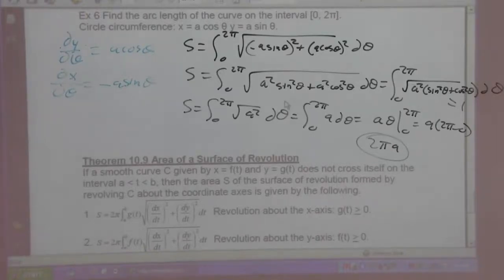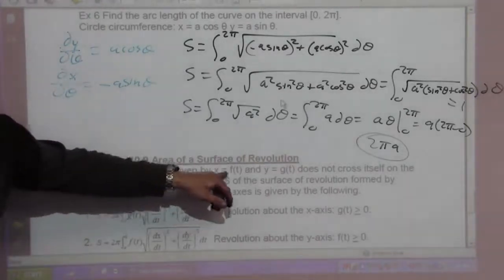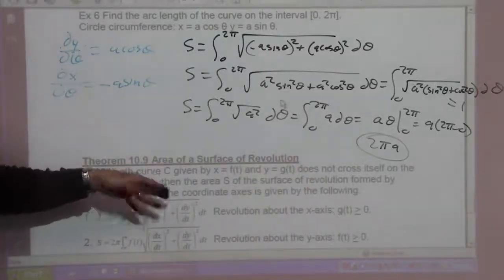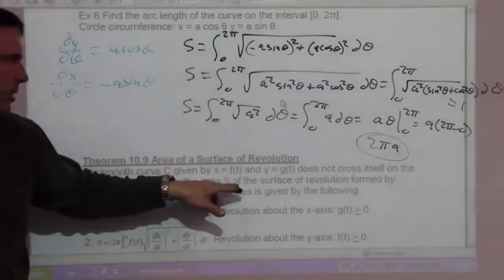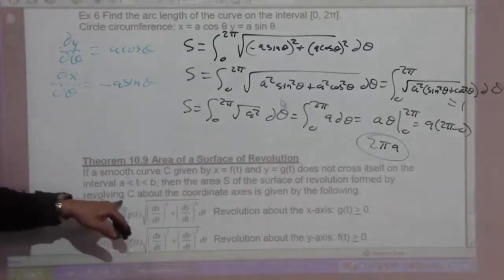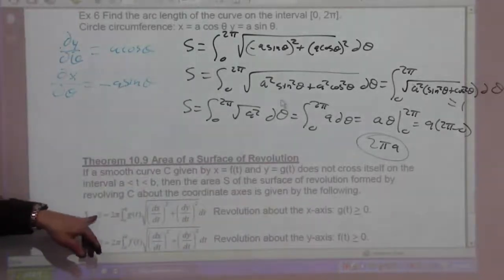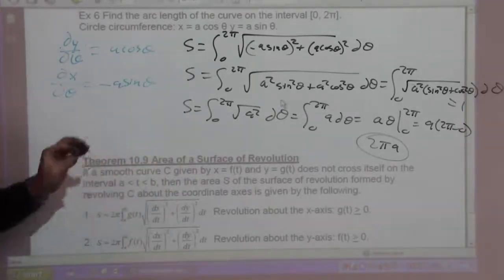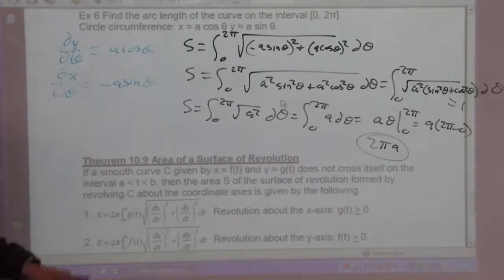The last concept here, area of the surface of revolution. If a smooth curve C given by x equals f of t and y equals g of t does not cross itself on the interval from a to b, then the area of the surface of revolution formed by revolving C about the coordinate axes is given by the following. Now this is capital S, so much like we saw earlier in chapter 7, little s was arc length, capital S was surface area of revolution.